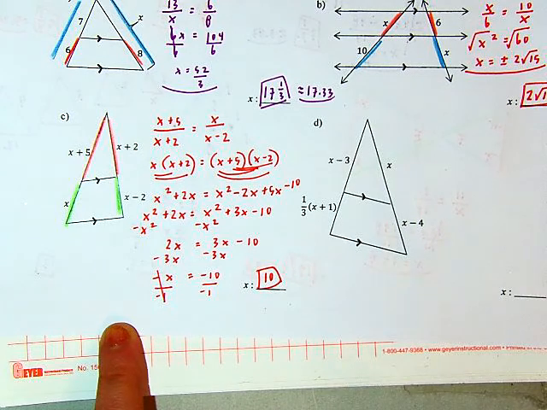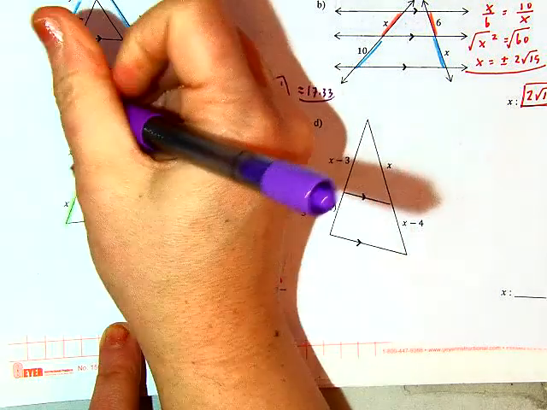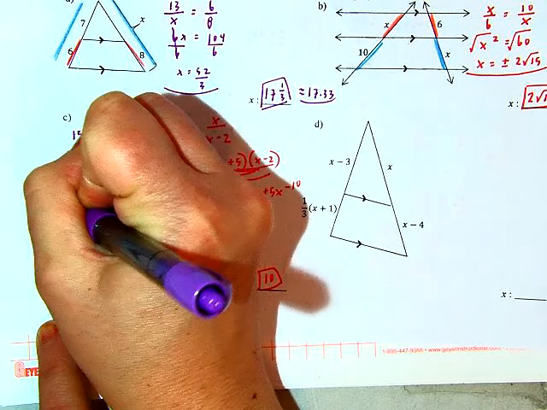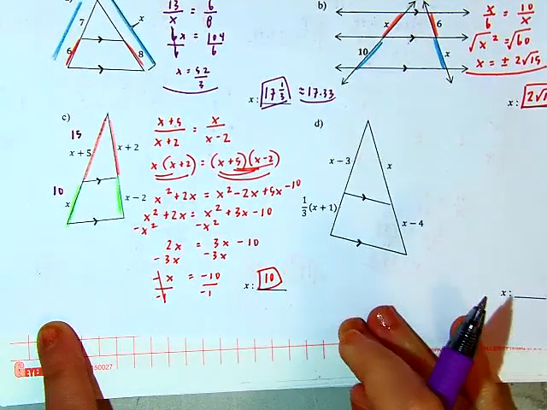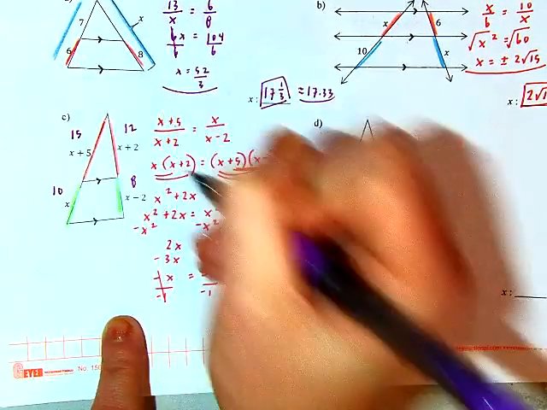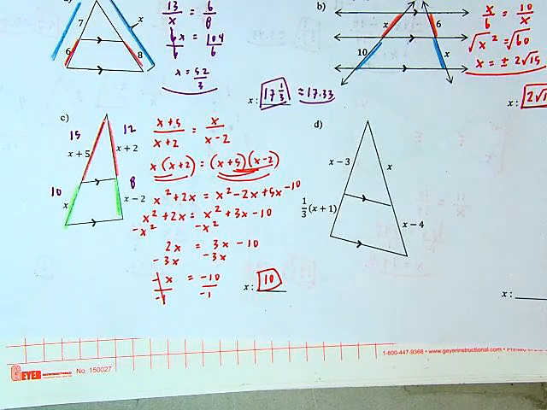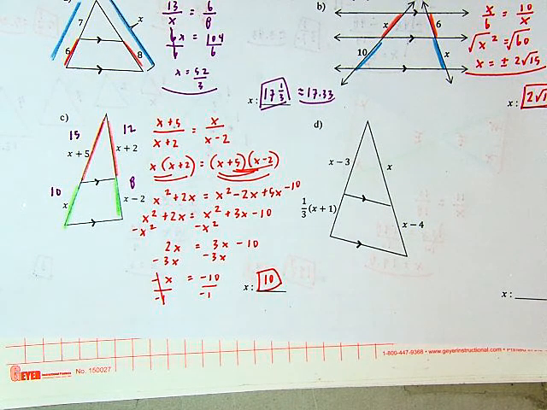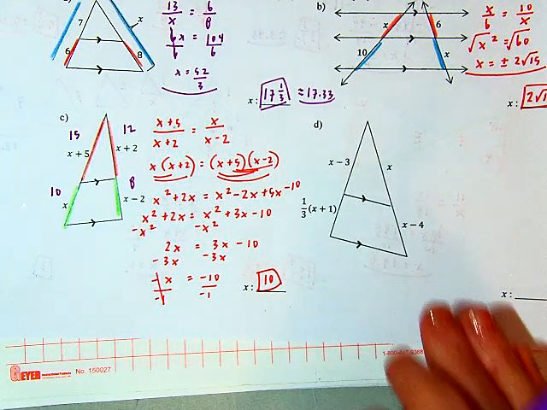Okay, let me just double check that that makes sense. Let's say I plug it back in. That would give me a 15 right here and a 10 right here. Okay, this would be a 12, and this would be an 8. All right, so is 5 to 12 the same as 10 to 8? Yes, it would simplify to a 5 to 4 ratio. So I've done my job, I've solved, and I got x is 10. One more.